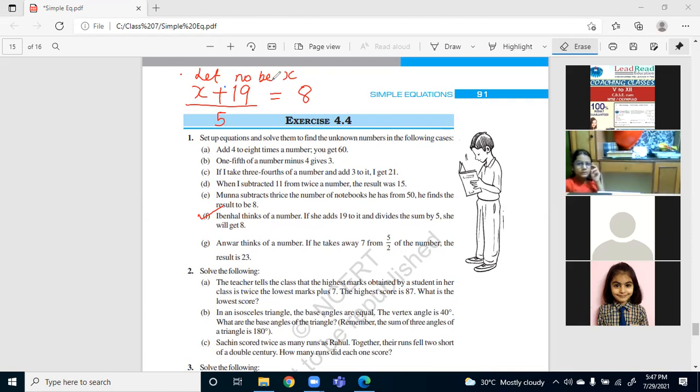Yes, ma'am. First I multiplied 5 by 8. x plus 19 is equal to 8 into 5. Then it is x plus 19 is equal to 40. Then I shifted 19 to the other side, which will be 40 minus 19, and the answer will be 21. Excellent. Very well done. Now let others write the solution. Those who have completed can proceed to G part.